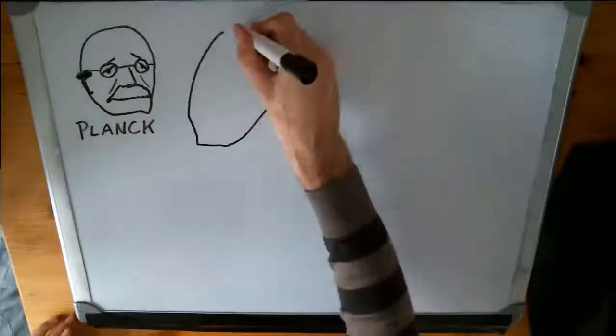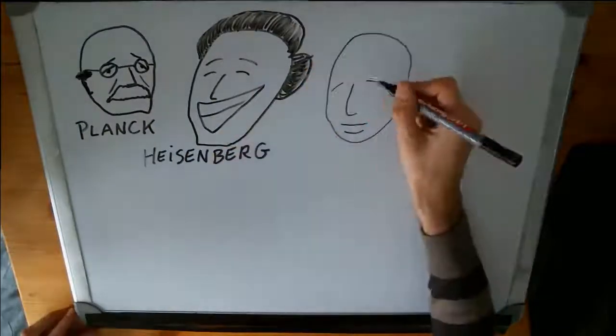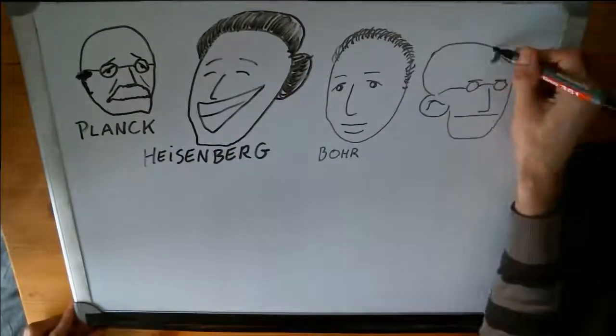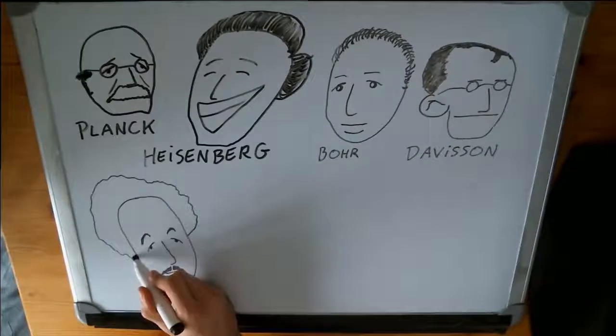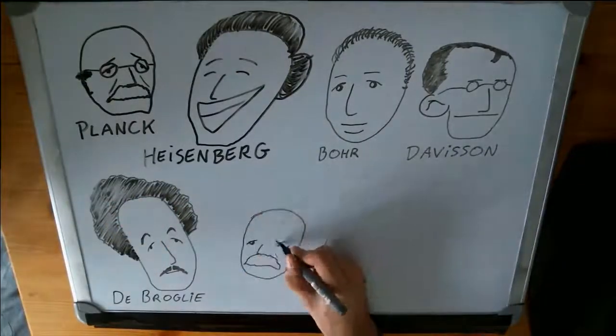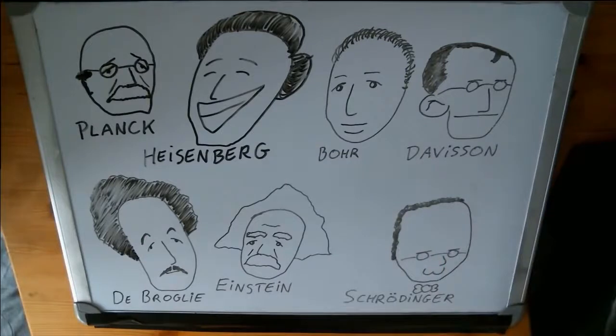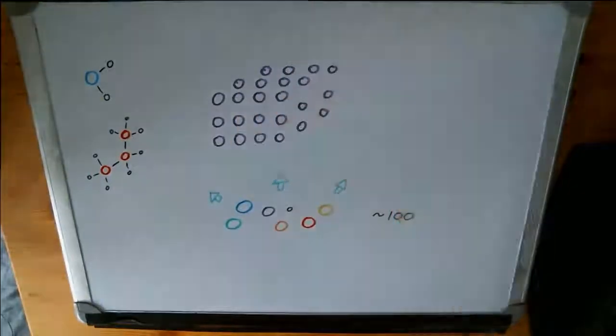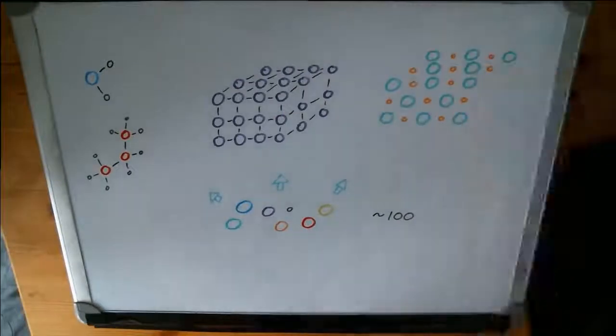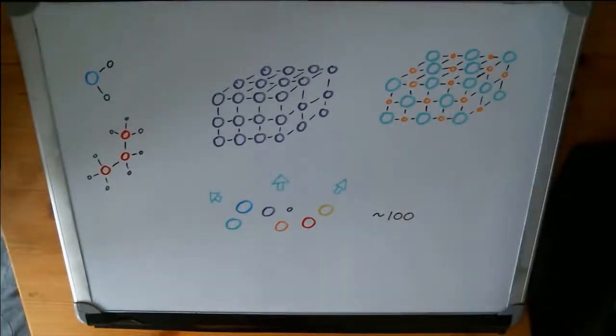It was invented in the first couple of decades of the 20th century by a lot of people all working together. Amongst them were Planck, Heisenberg, Bohr, Davisson, de Broglie, Einstein, and of course Schrödinger. These guys already knew a lot about atoms from the scientists who came before them. For instance, they knew that there are about 100 different atoms in nature, and that these atoms join in larger structures such as molecules, metal lattices, and salt lattices to make everything we see around us.